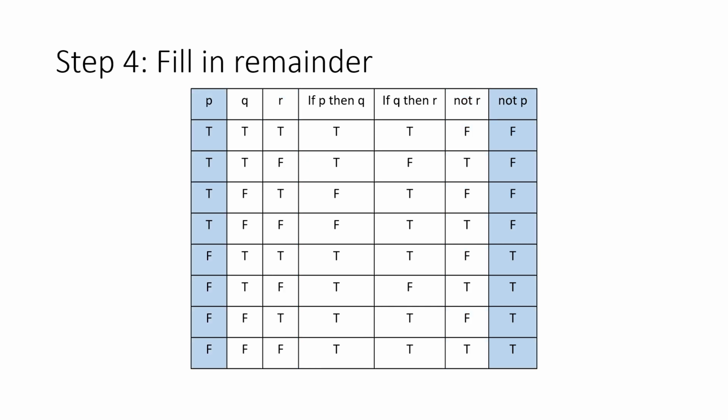And then you do the same thing with not P, right? You're using this operator not here, and it's operating on P, which is the P column. Which is why you need to do your reference columns first, because otherwise you don't have anything to put into the rest of these boxes.